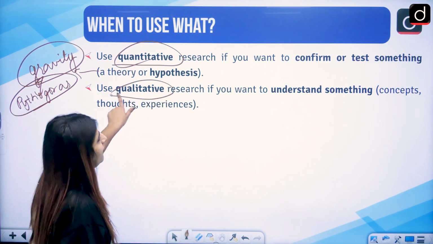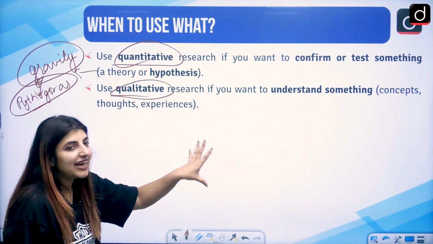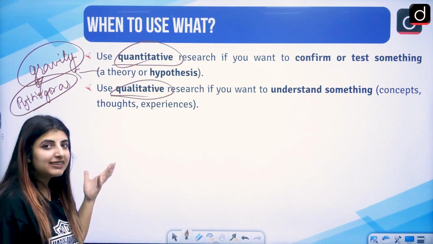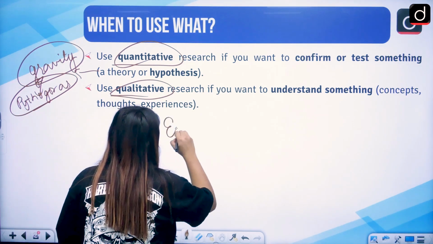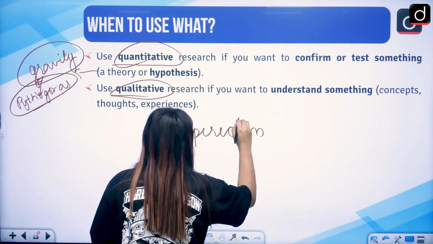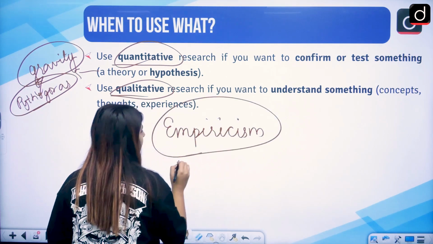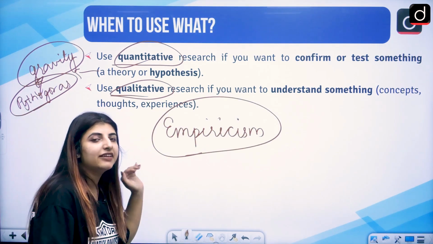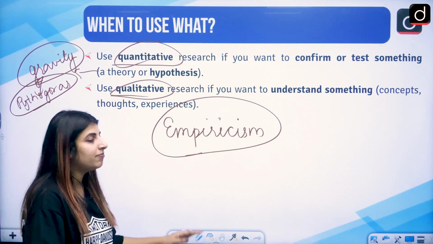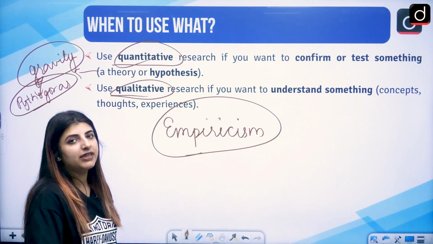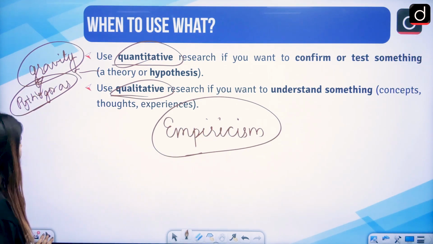Use qualitative research if you want to understand something. You want to understand the concept of empiricism. So you will be reading about it in detail, you will be gathering data about it in detail. Empiricism is what? Experience based only. You can also ask people about their experiences, correct?